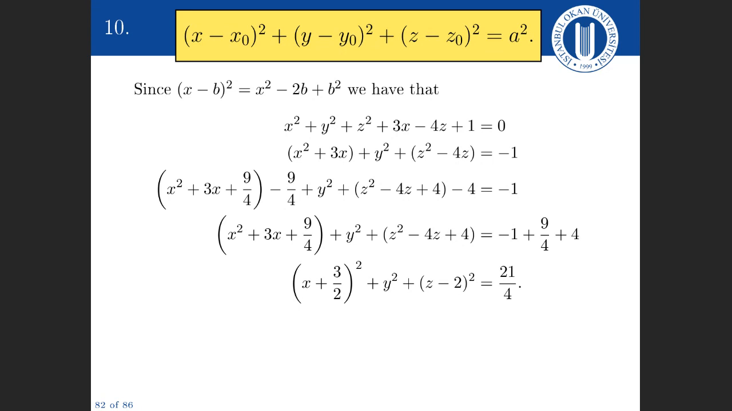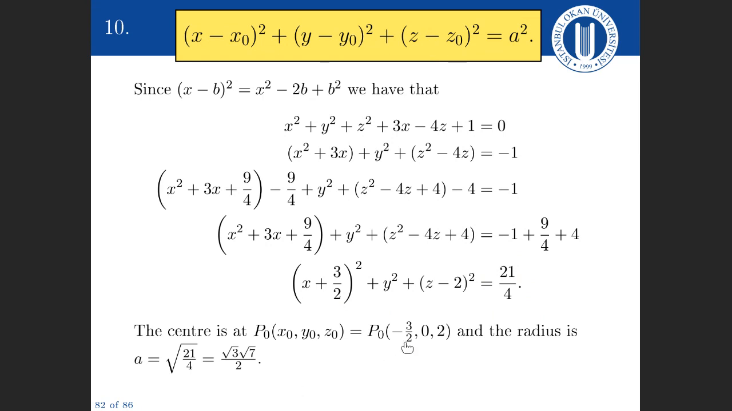So what do we know? 21 over 4 must be the same as a squared. Minus x0 must be the same as plus 3 over 2, so x0 must be minus 3 over 2. Minus y0, well, here it's just a 0. And minus z0 is the same as minus 2, so z0 must be 2.